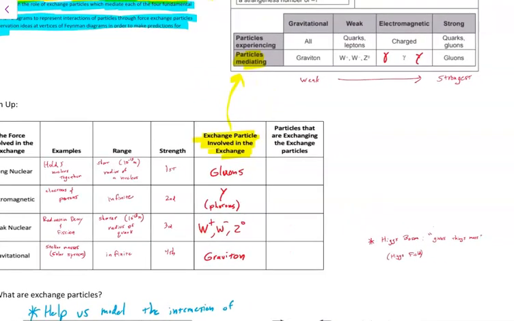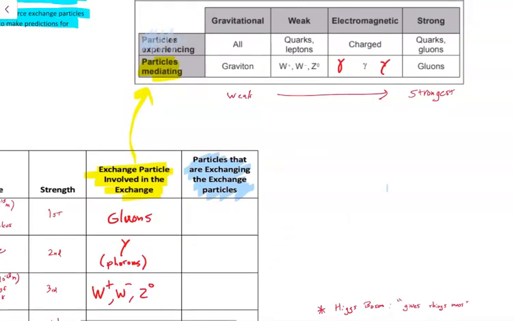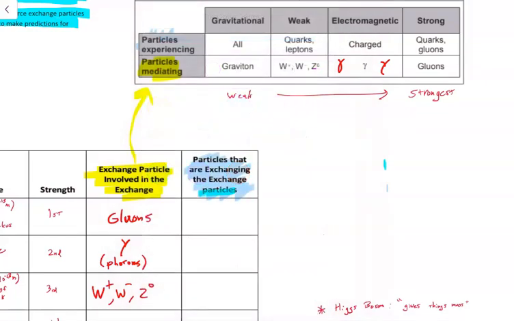And as we move forward, let's do this like glue, the exchange particles. These are like the particles they're experiencing. Oh, it doesn't want to save that. Okay, what about this blue? That's better.